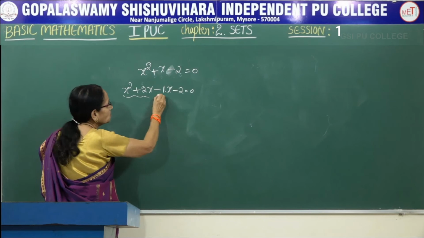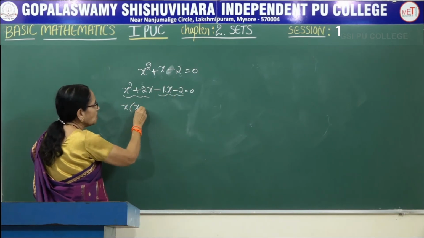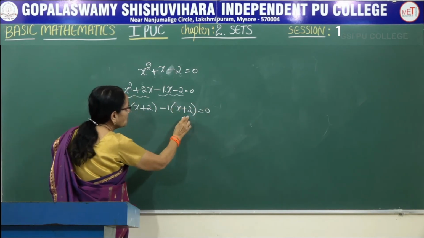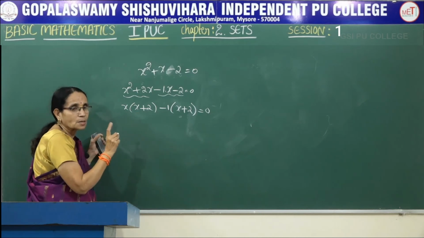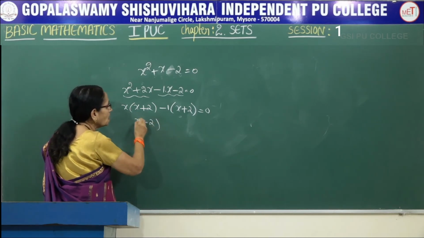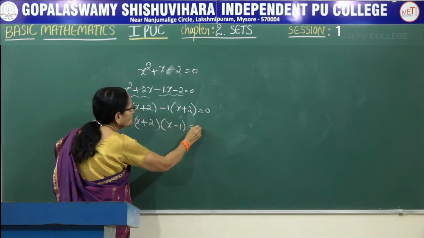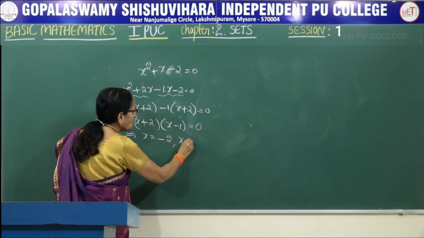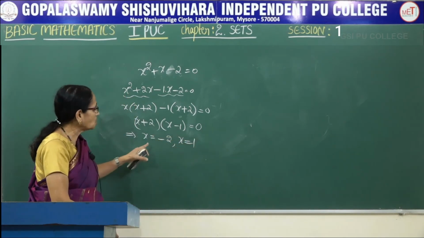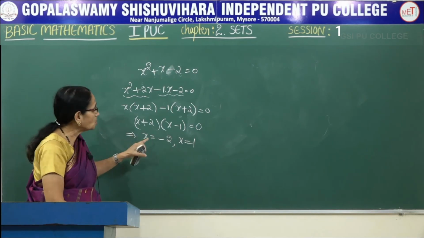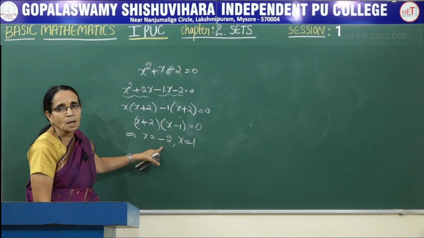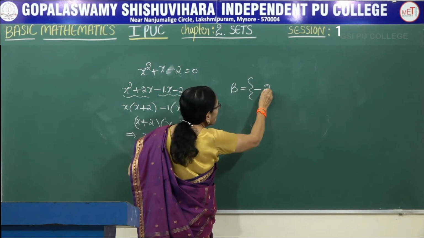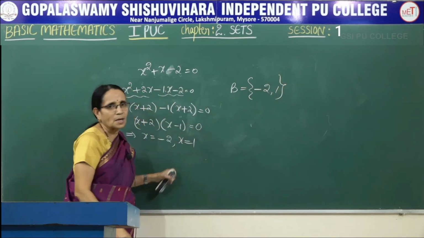Now factorizing means we should develop a common factor. x into x plus 2, minus 1 into x plus 2. Here these two should be one and the same. Then only we call it a common factor which can be taken outside. Now what is remaining? x minus 1. That implies that x can have the value minus 2 or it can have the value 1. So what I have told you, you have to find the set of the solutions of the equation. What are the solutions here? Minus 2 and plus 1. Therefore, I can write the set B contains the elements minus 2 and plus 1.